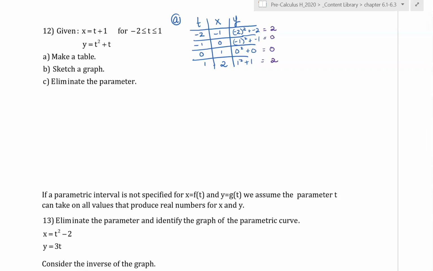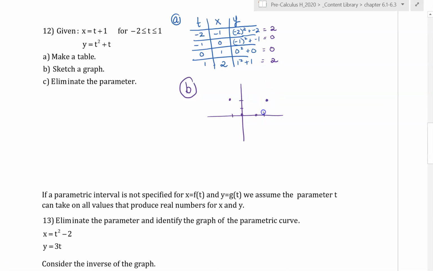Okay, so now let's try sketching a graph without using our calculator. So when we sketch a graph now we're going to graph with y depending on x. So we're actually ignoring the t. So we have at -1, we have 2. We have a point at 0, 0. We have a point at 1, 0. We have a point at 2, 2. Now again, you could check this on your calculator.